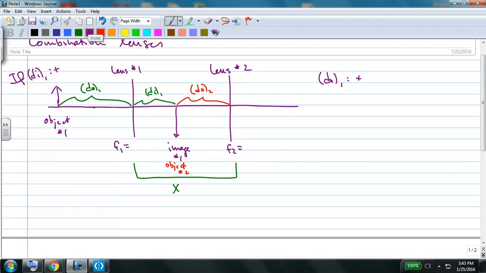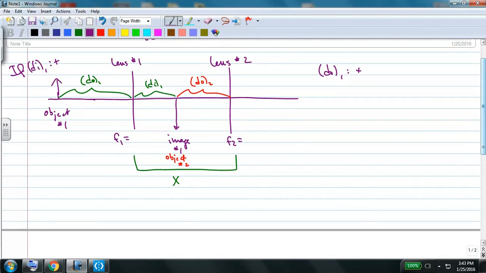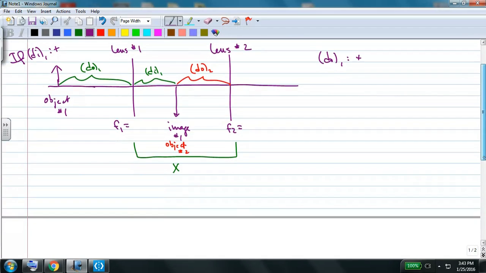Now, I prefer that you draw the picture and use your common sense. I was going to give you an equation, but actually, I'm not going to give you the equation. We'll talk about it in class. So this is my preference, that you draw it out and you figure out what DO1 is, DI1 is, DO2 is. And obviously, you're going to do some calculations to figure out DI2.